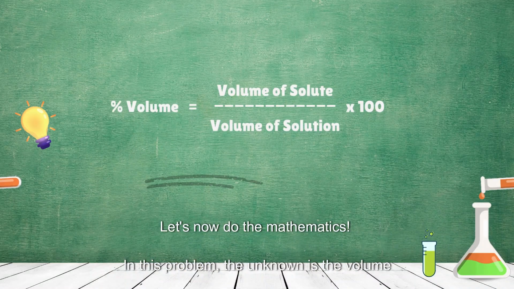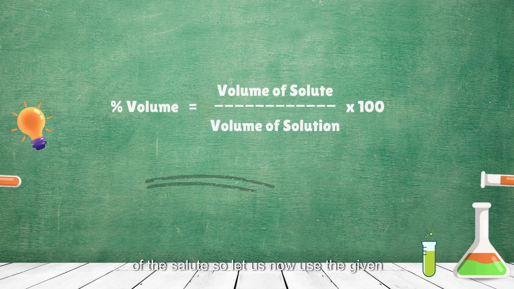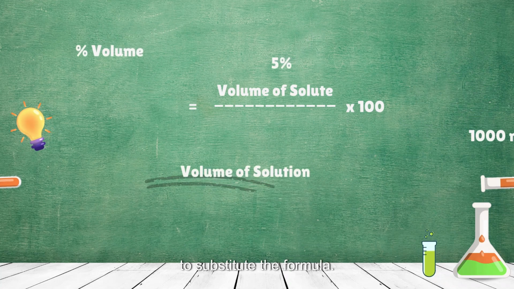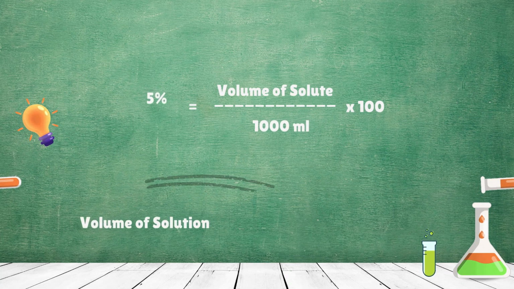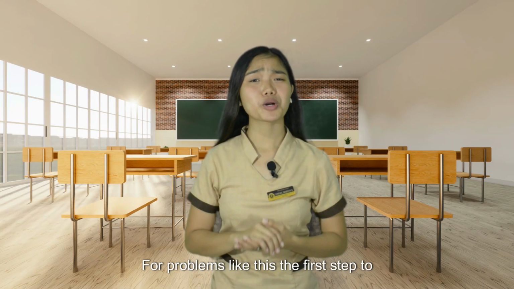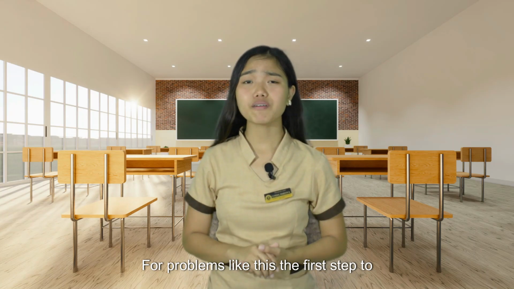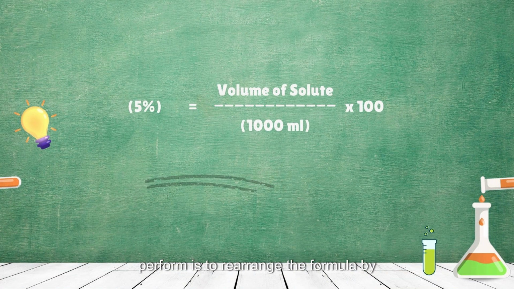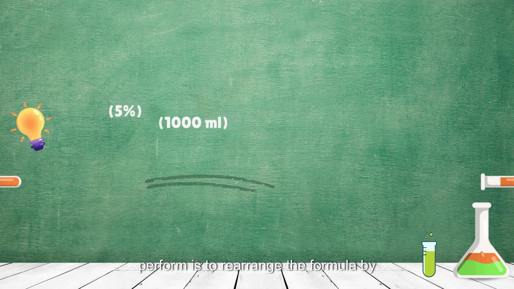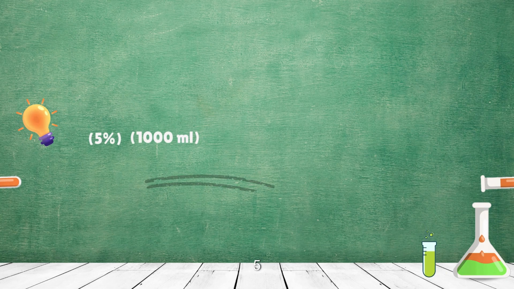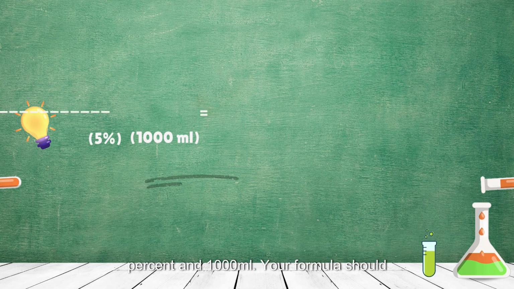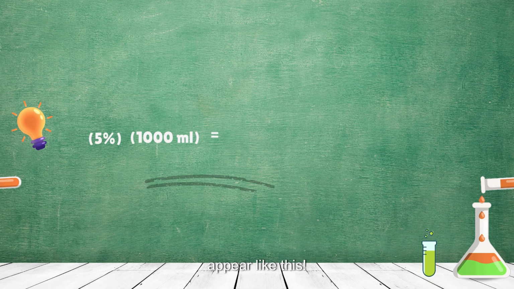In this problem, the unknown is the volume of the solute, so let us now use the givens to substitute in the formula. For problems like this, the first step to perform is to rearrange the formula by cross-multiplying 5% and 1000 ml. Your formula should appear like this.